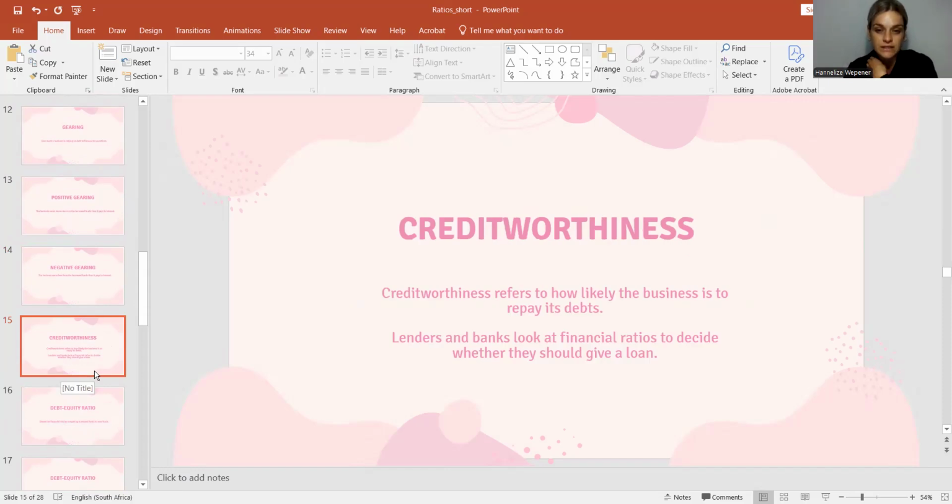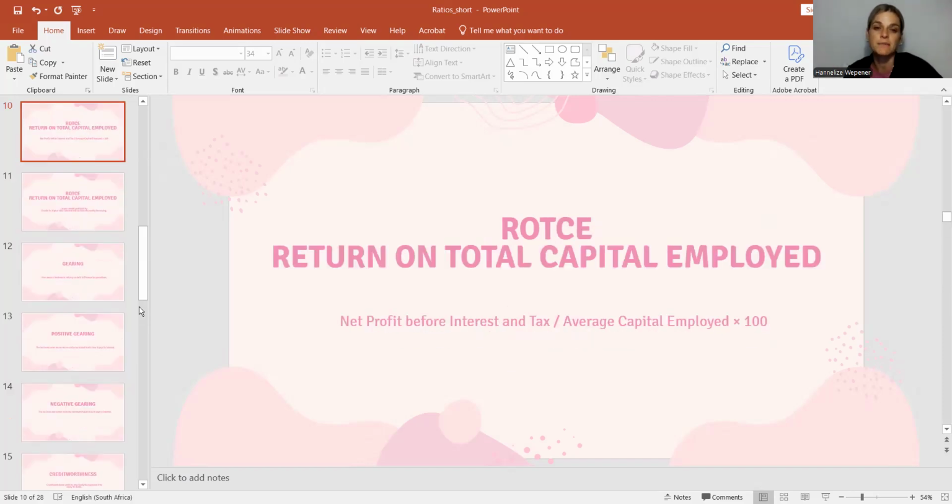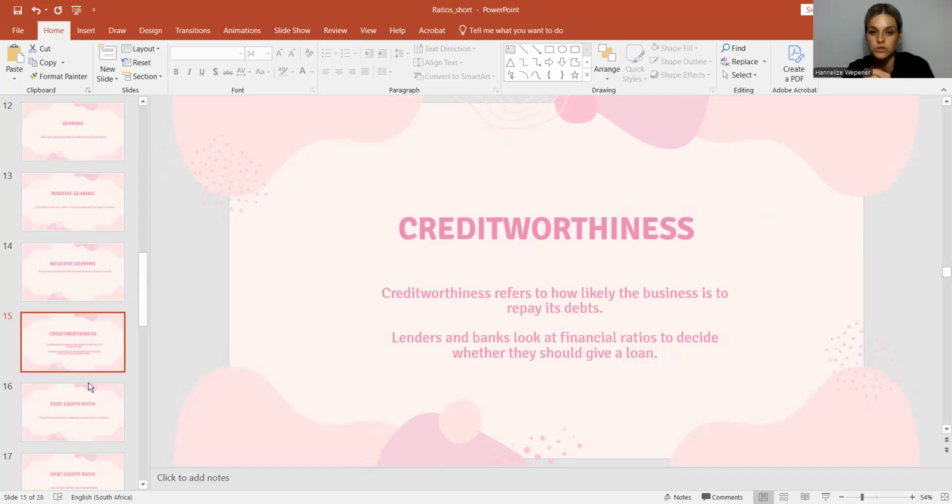Next up, we had creditworthiness. How likely is the business to be able to repay loans? And we are going to look at both ROTCE and debt equity ratio for this specific comment, because remember that your ROTCE is how much profit am I making. So if I can just go back to that one here. There we go. How much profit am I making before looking at the interest that I have to pay on the loan? In other words, do I have enough profits to cover my interest, first of all, and then will I be able to make my repayments on the loan, so my capital portion of the loan?